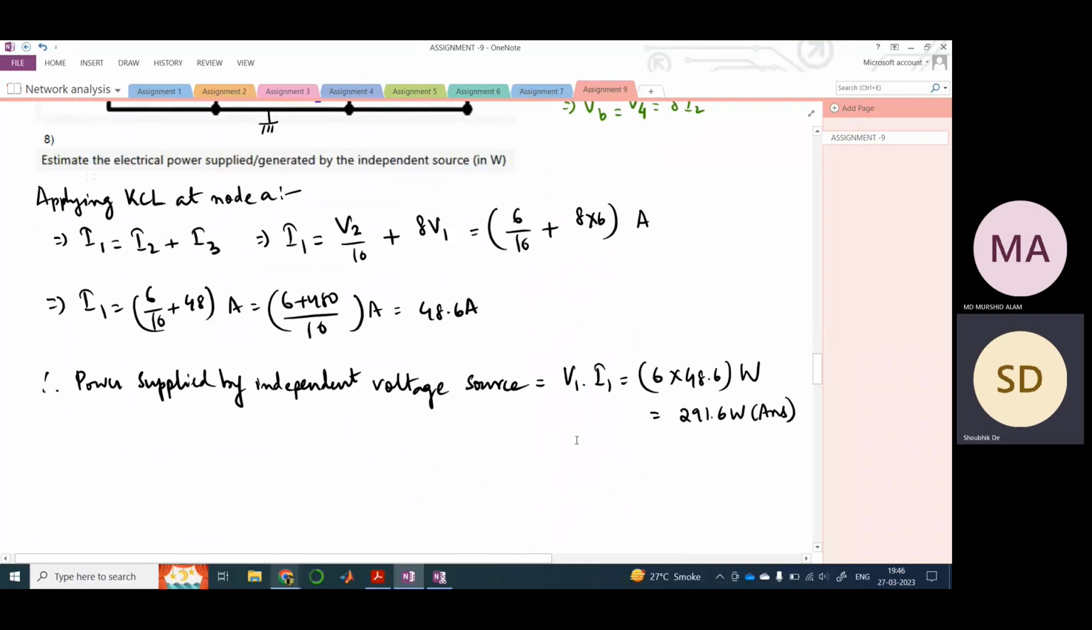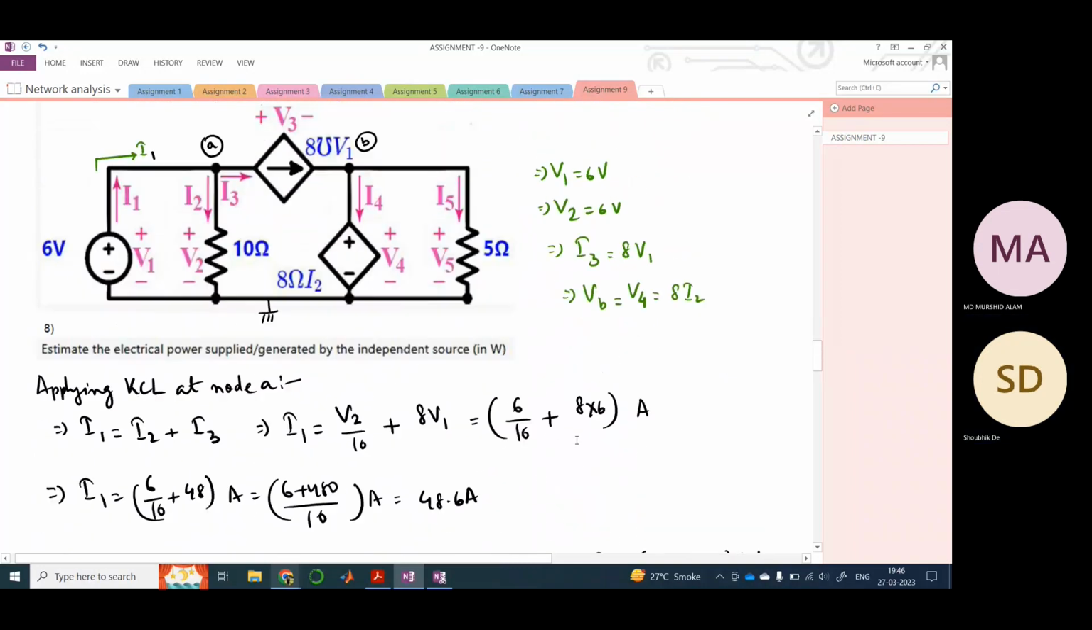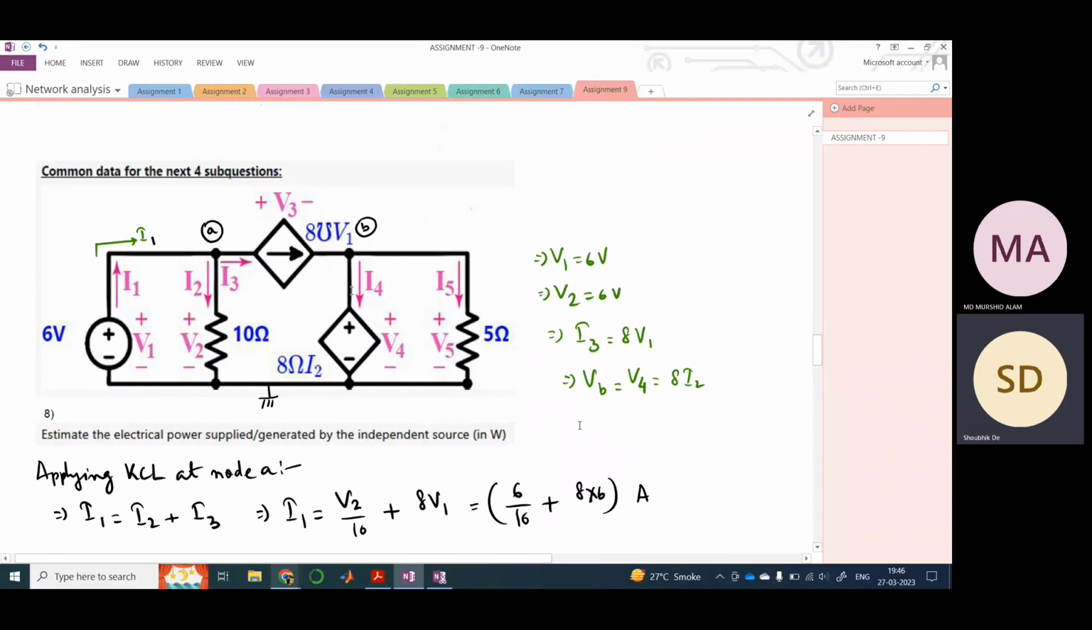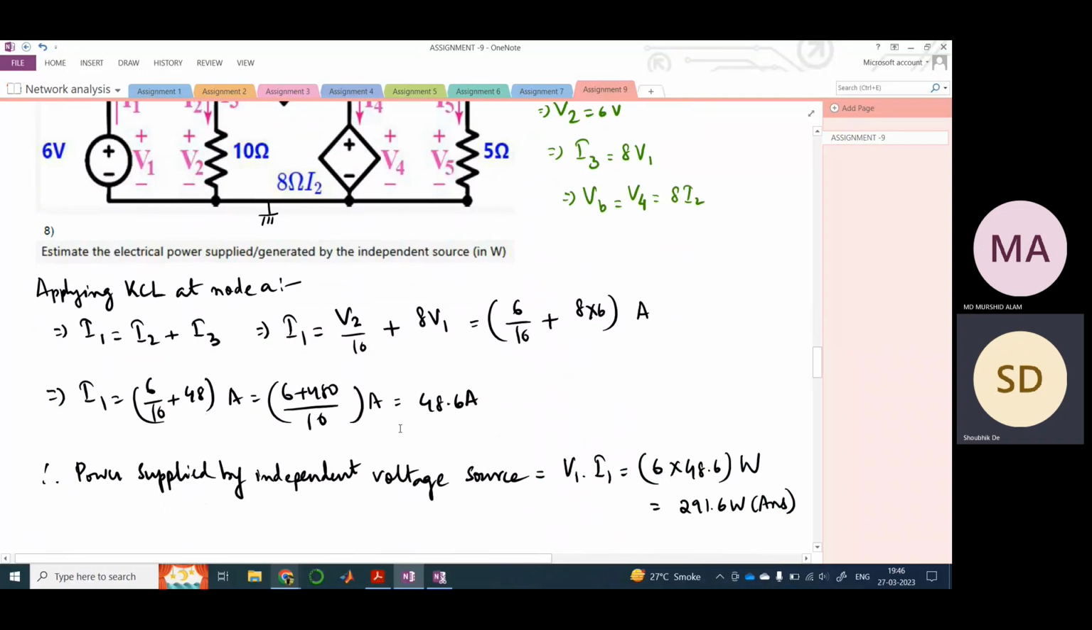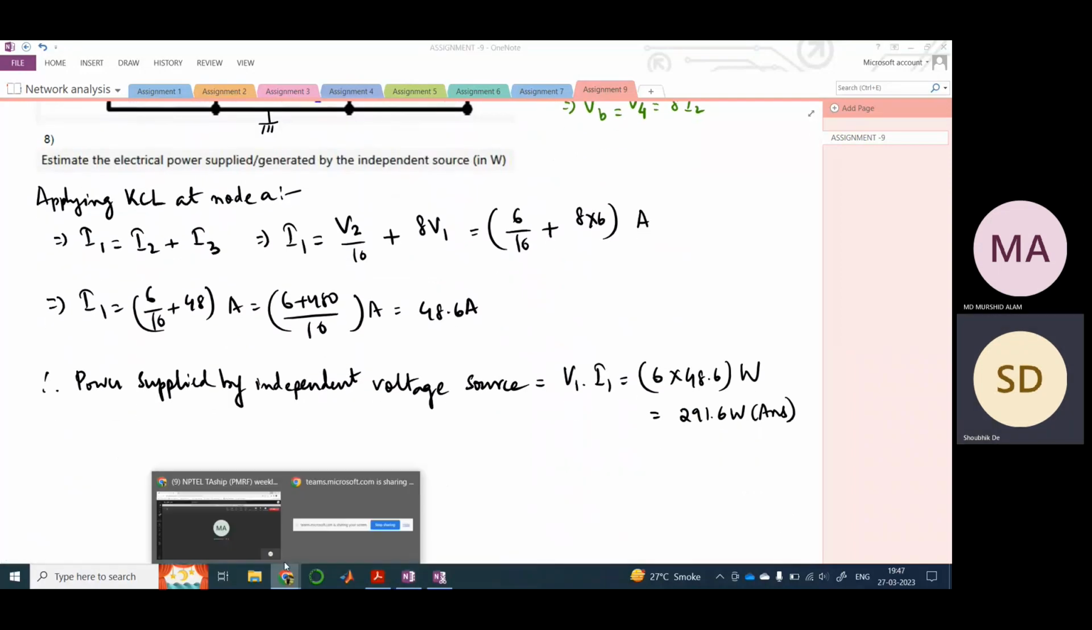So, I hope this was clear. Basically, this is a simple problem, but a lot of parameters are given. That is why you need to highlight all of these parameters first, and once you do that, you will see the analysis would become very simple. I hope this is clear.